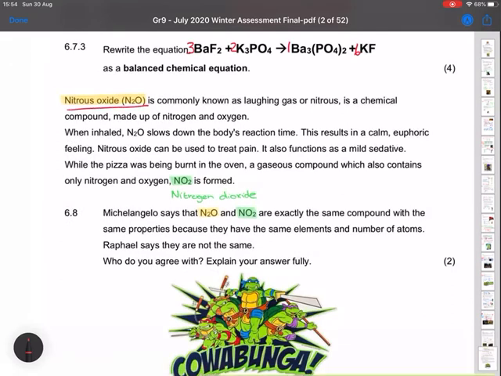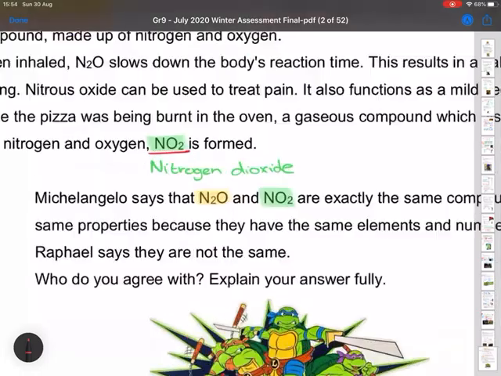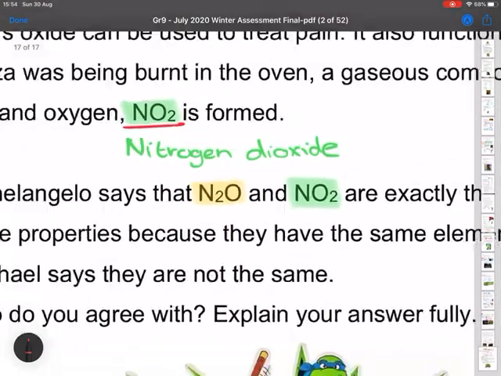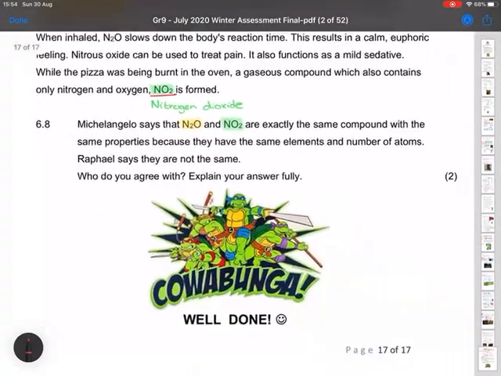I've got nitrous oxide and nitrogen dioxide. N2O for nitrous oxide and NO2 for nitrogen dioxide. Michelangelo says that N2O and NO2 are exactly the same compound with the same properties because they have the same elements and number of atoms. Raphael says that they are not the same. Who do you agree with? I hope you all agree with Raphael because Raphael is correct.